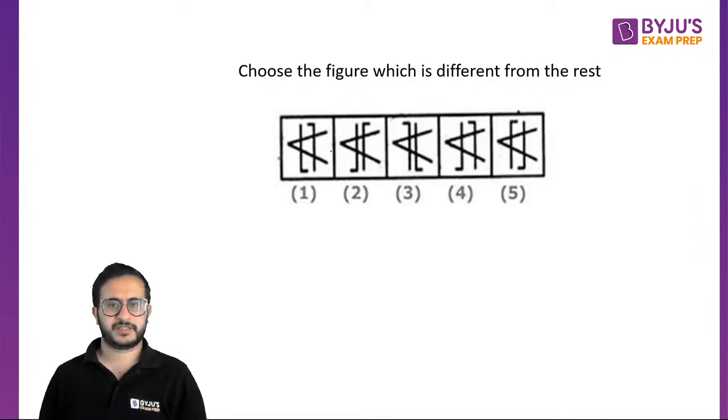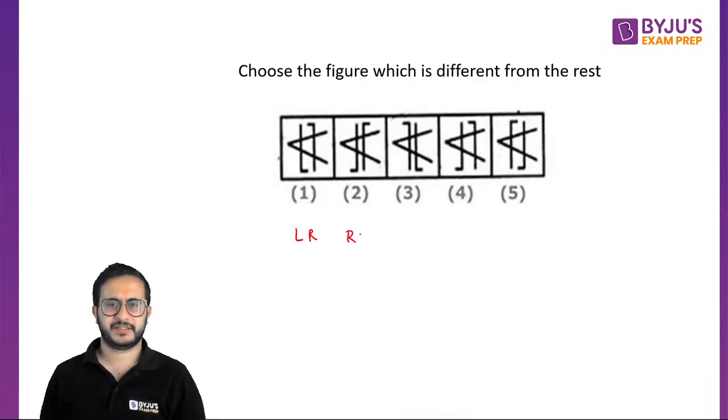So if you look at this, this is constant, right? The arrow shape, or you can say the V shape. So you don't have to look at this. Let us look at these horizontal lines. Okay. Now the first one is towards left, the second is towards the right.